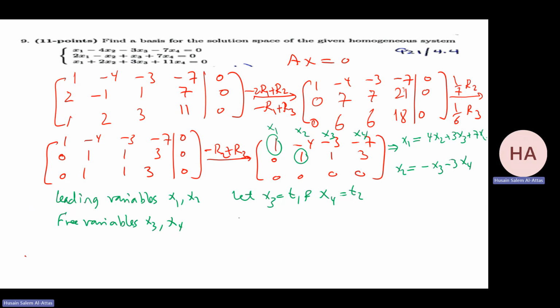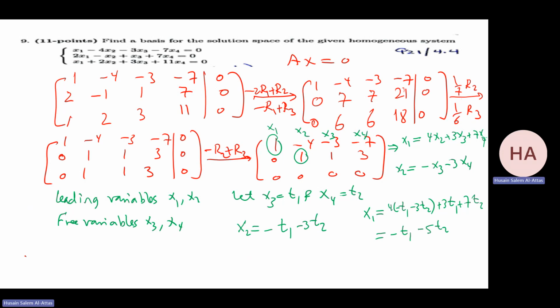Now I write x2, which will be easier. x2 will be minus t1 minus 3t2. What about x1? You need to be careful. That is 4x2, which is 4 times minus t1 minus 3t2, plus 3x3, 3t1, plus 7x4, which is 7t2. So that gives me minus 4t1 minus 12t2 plus 3t1 plus 7t2, which is minus t1 minus 5t2.